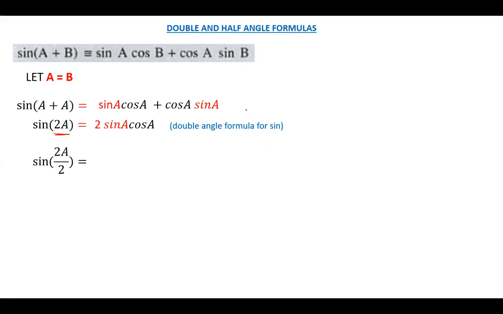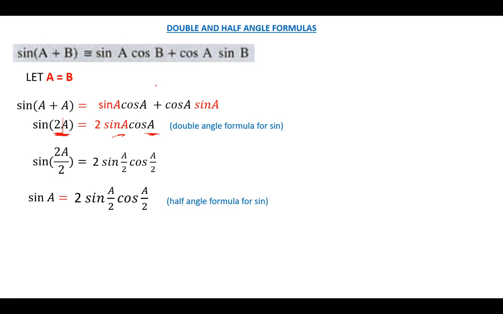There's also what is called the half angle formula. For the half angle formula for sine, we divide all the angles in the expression by 2. When you divide this 2A by 2, we'll get A. And on this side, we do the same. We divide the angles by 2. It's also one of the very important expressions you need to know. So sine A will simply be given by 2 sine A over 2 cos A over 2. It's called the half angle formula for sine.